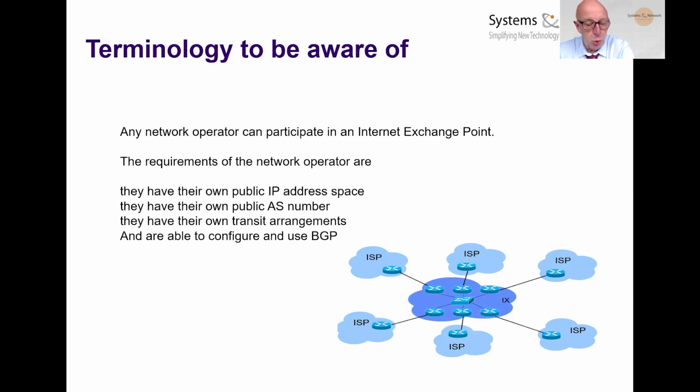Okay, so you need your own public IP address space, not 10 dot something, not 172.16.0.0 to 172.31.255.255, and not 192.168, and not any other reserved numbers. You will have your own transit arrangements, because you are setting up your transit arrangements, you are paying for access from somewhere. It will be helpful if you can configure and use BGP. You've got to be able to do this.